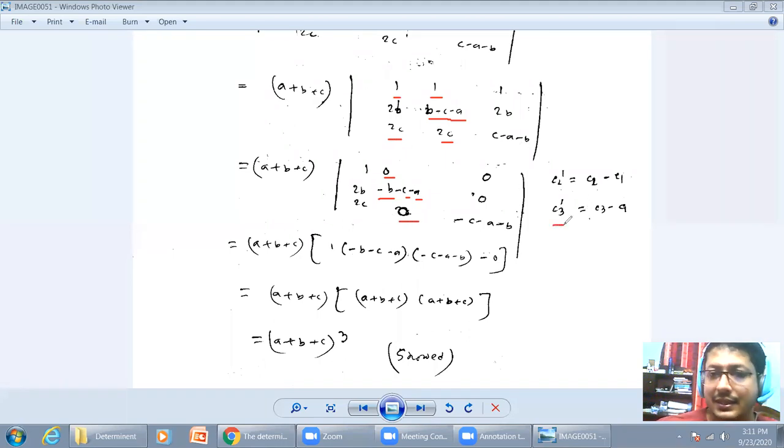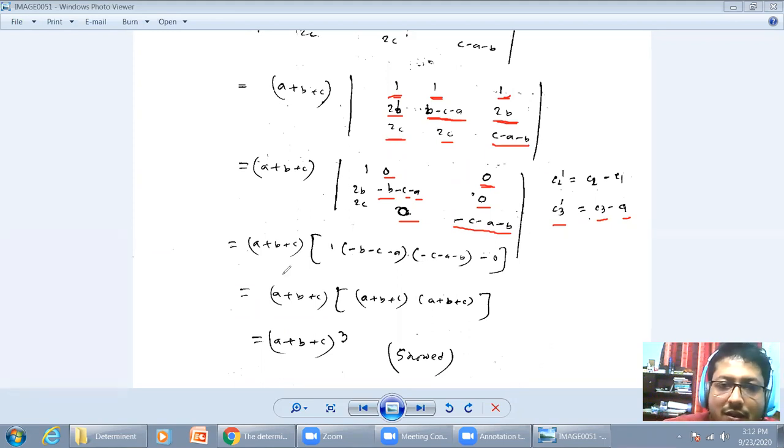Again, C3 prime, that means the new third column, equals C3 minus C1. So 1 minus 1 equals 0. Twice b minus b plus c plus a, that is minus a minus b minus c. Twice b minus twice b equals 0. Again, c minus a minus b minus twice c equals minus c minus a minus b.